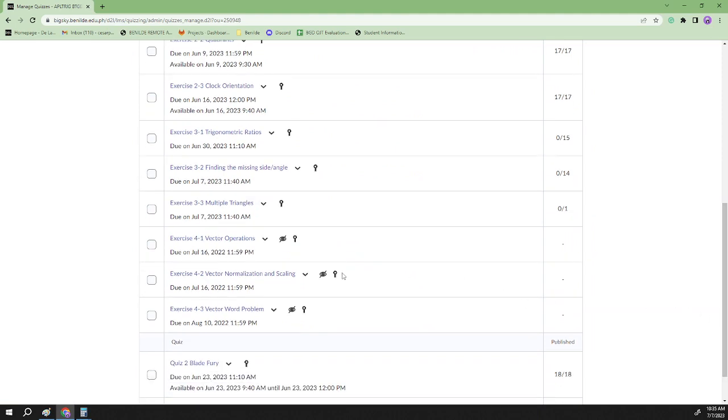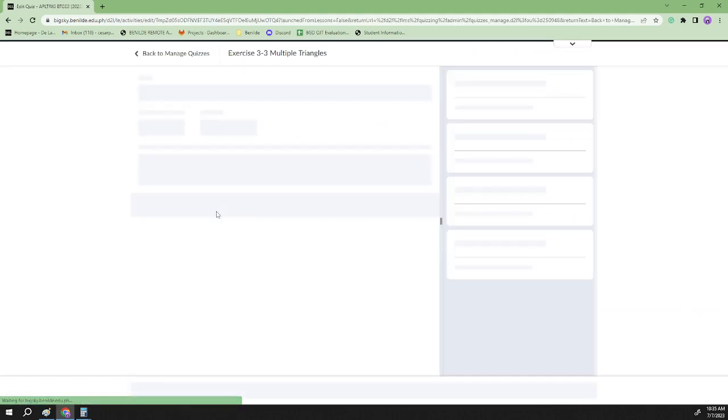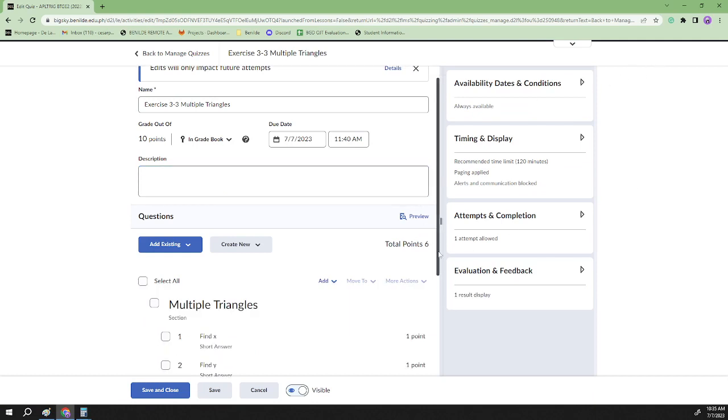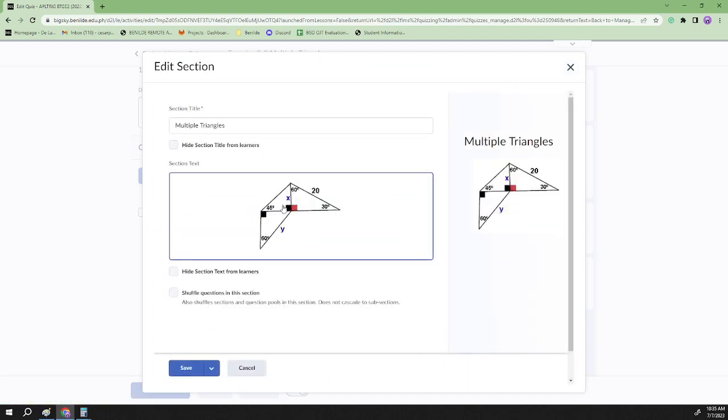We can proceed to our 3-3. So 3-3 is just multiple triangles now. For this one, there are multiple triangles that are stuck together and they share sides. So you have to find y, given that only this side is given, 20. What you do is slowly get there, find out what this side is, find out the length of this side, and you'll be able to find y.